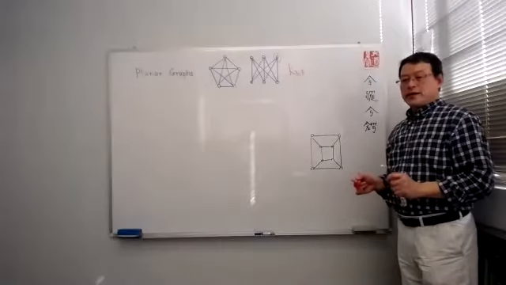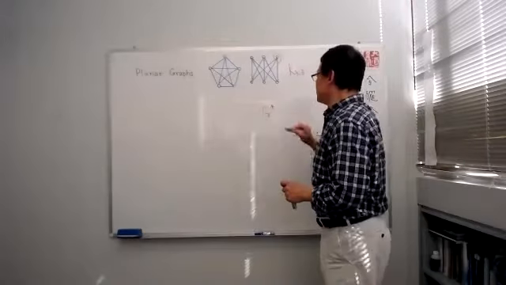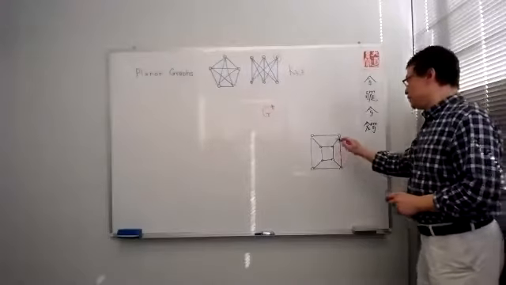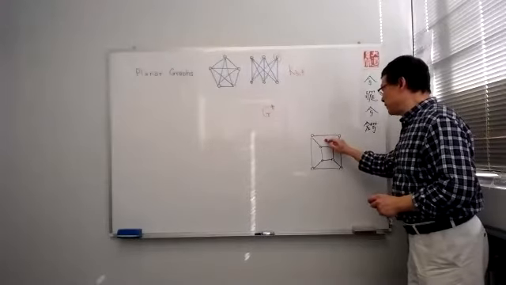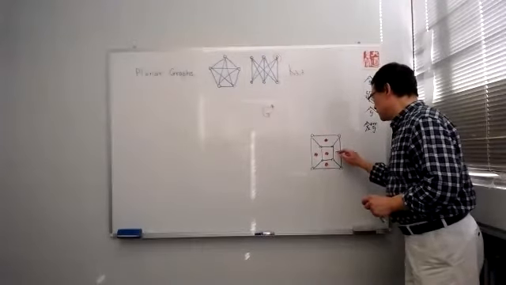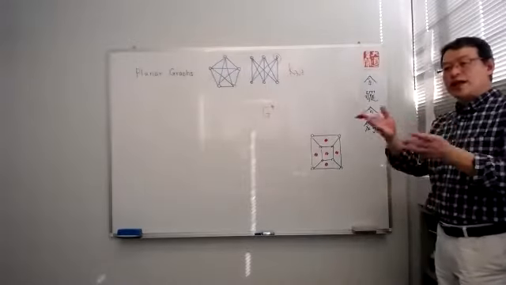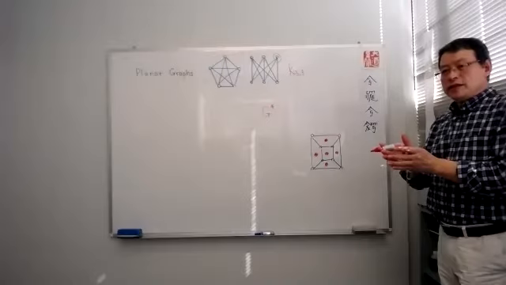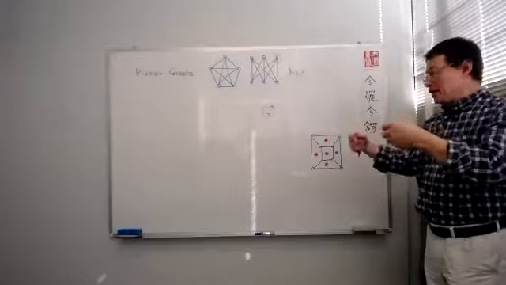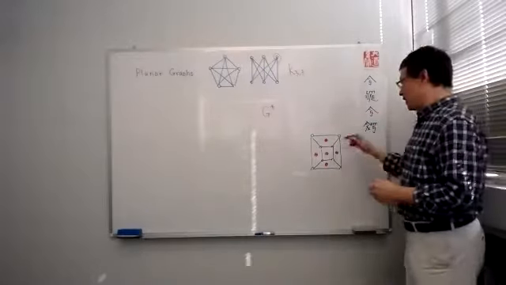So if we construct a new graph where its vertices are faces of the plane graph, so each face will be a vertex in the new graph. Then for two faces, if they share an edge, if these two faces share a common boundary, then we add an edge. Okay, so we get this graph.